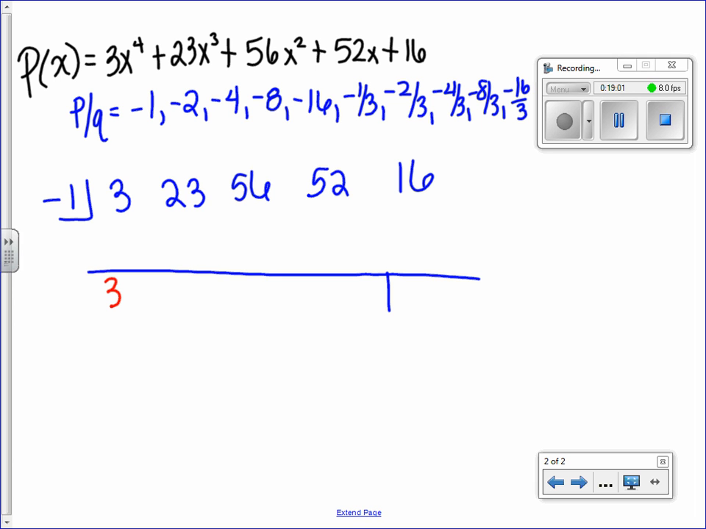3. So I'm going to bring the 3 straight down. It's 20. Alright. -1 works. Woohoo. Now let me ask you this. Is this ready to be factored? Why not? It's not a quadratic. It's just a cubic. So I have to do this again.